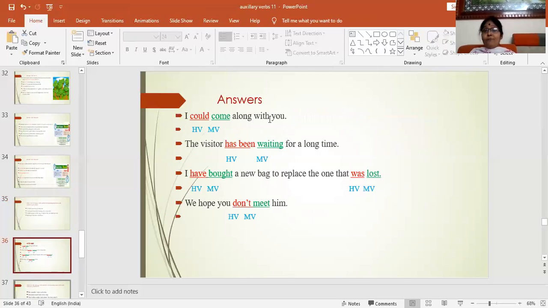I could come along with you. Could is our helping verb. Come is our main verb. The visitor has been waiting for a long time. Has been is our helping verb and waiting is our main verb. I have bought a new bag to replace the one that was lost. Now in this, we have two helping verbs and two main verbs. See here, have is helping verb, bought is main verb, and here was is helping verb and lost is main verb. We hope you don't meet him. Don't is helping verb and meet is main verb, right?